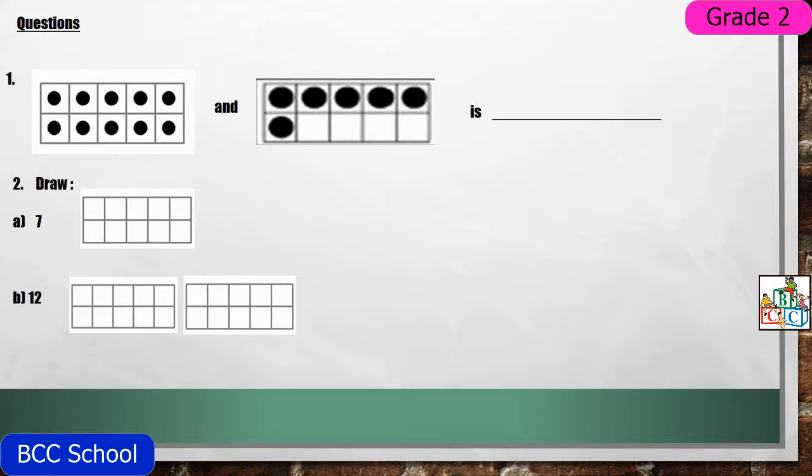Next, you have to draw. Draw in the 10 frame 7. Comment on va dessiner 7 in the 10 frame? We're going to use dots. So you can do this in your copybook. You will represent 7 in the 10 frame. Et aussi, il faut représenter 12 in the 10 frame. You will show me how to represent 12 in your 10 frame. Okay? This is a small homework.